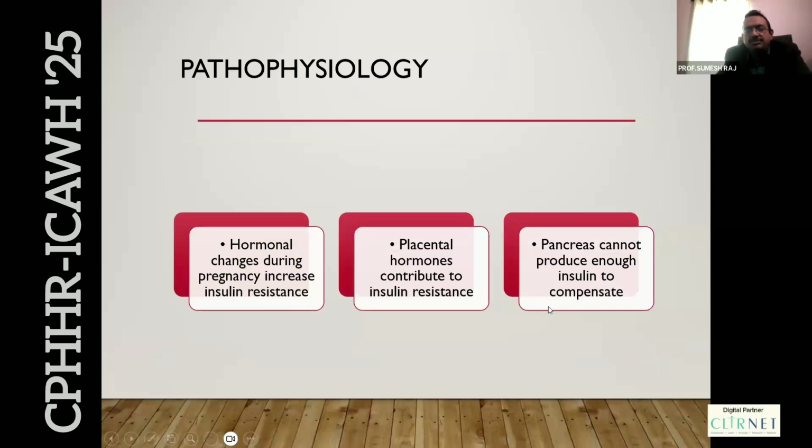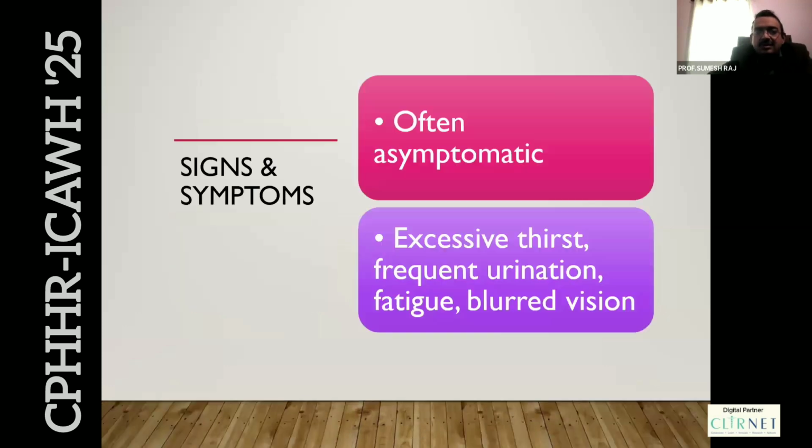Now, what are the pathophysiologies of gestational diabetes? Hormonal changes that occur during pregnancy increase the insulin resistance. And when this occurs in a patient who has a propensity to develop diabetes later on, like has insulin resistance, family history of diabetes, and family history of early diabetes, this produces an increase in insulin resistance. The placental hormones also contribute to insulin resistance. And the pancreas cannot produce enough of insulin or excess insulin to compensate for this insulin resistance.